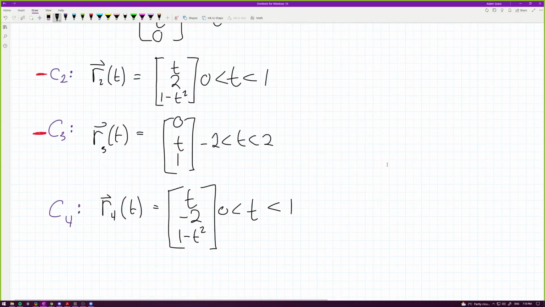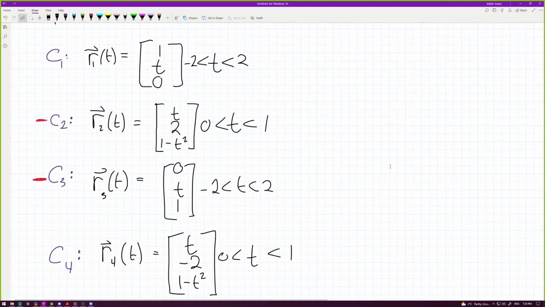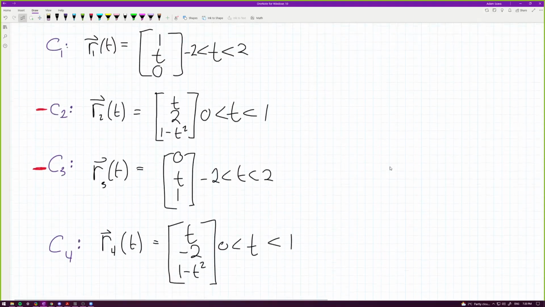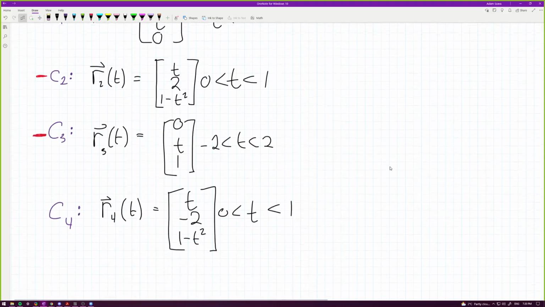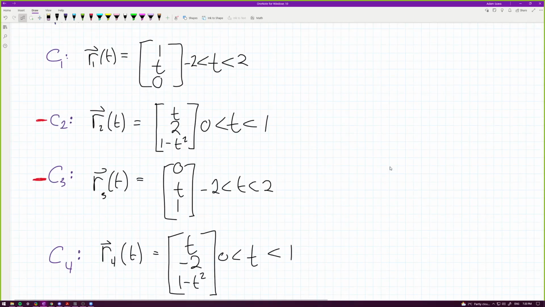So the middle two are going to be our negatives. So maybe I'll just do one of them, and then I'll just tell you the answers for the rest of them, because I want to move on to some other stuff too. So let's do this middle one, C2, and then the rest of them I'll just tell you the numbers. C1, see what I get.